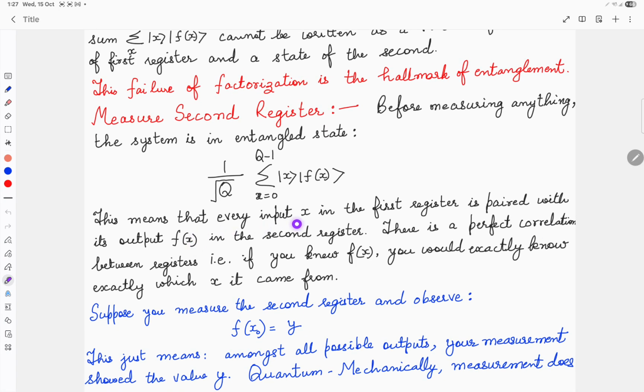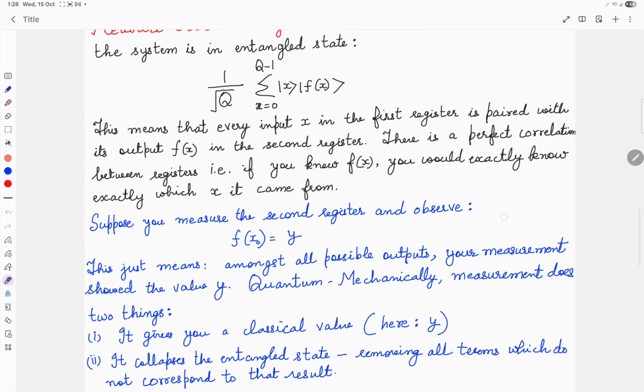This means that every input x in the first register is paired with its output f(x) in the second register. This is because of entanglement. There is a perfect correlation between the registers. That is, if you know f(x), you would know exactly which x it came from. So that's the importance of entanglement here.